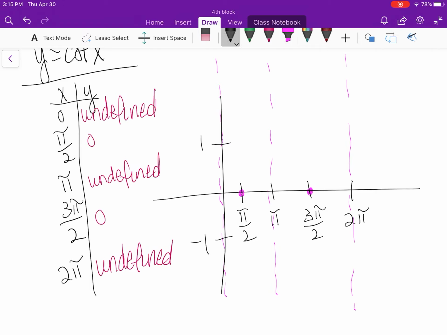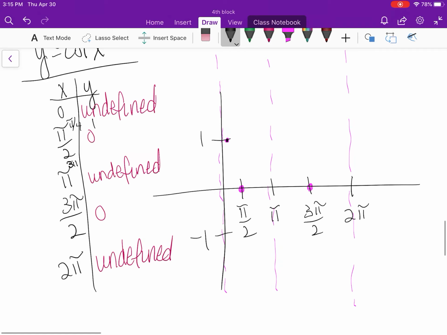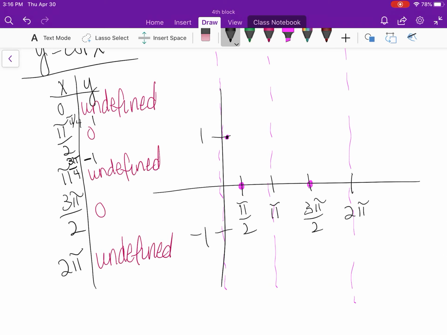Now, I guess I probably should have included these, but let's say what would happen between 0 and pi over 2. So let's say at pi over 4. Okay, that's 1. So I'd have a point about here. And then what happens between pi over 2 and pi, or at 3 pi over 4? Yeah, that's going to be negative 1. So yeah, I probably shouldn't have left those points out. So that'd be here.